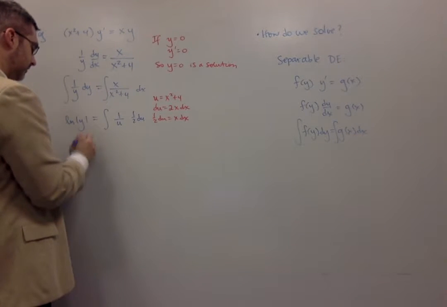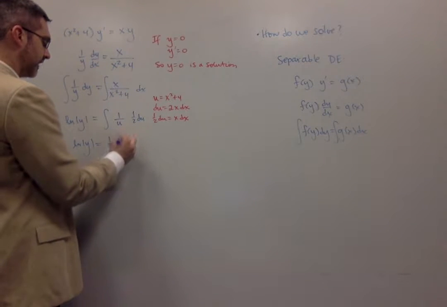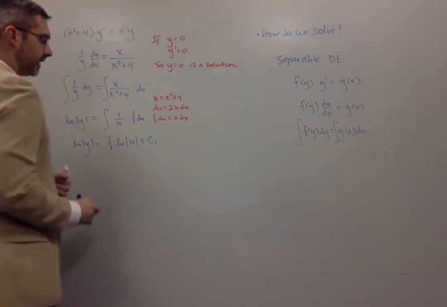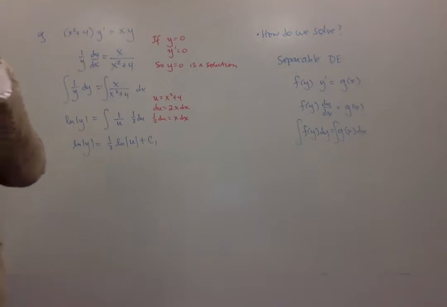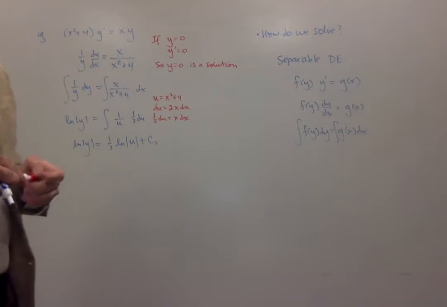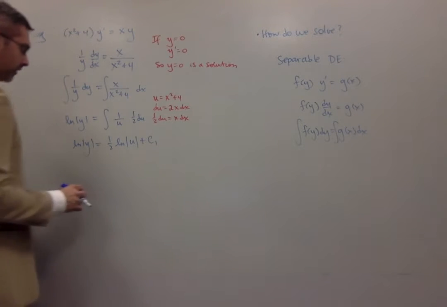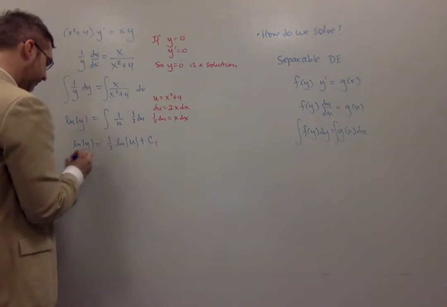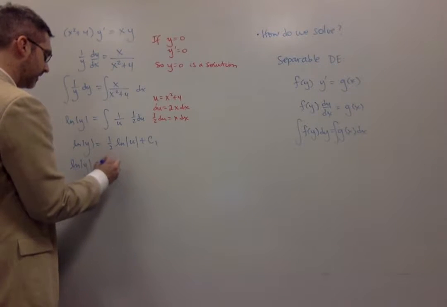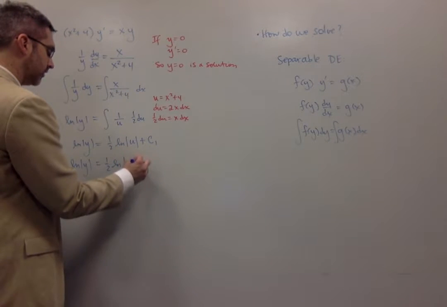So leaving that left side alone, if I pull out that 1/2, this becomes the natural log of the absolute value of u plus some constant. Now I'm going to call it C1, and I'm going to keep changing this constant until I get a general constant at the very end. Okay? So let's substitute back in for u. So the natural log of the absolute value of y equals 1/2 natural log of x squared plus 4.